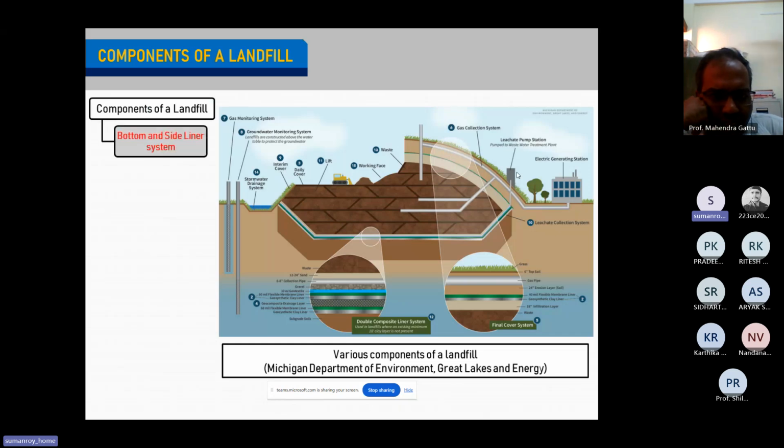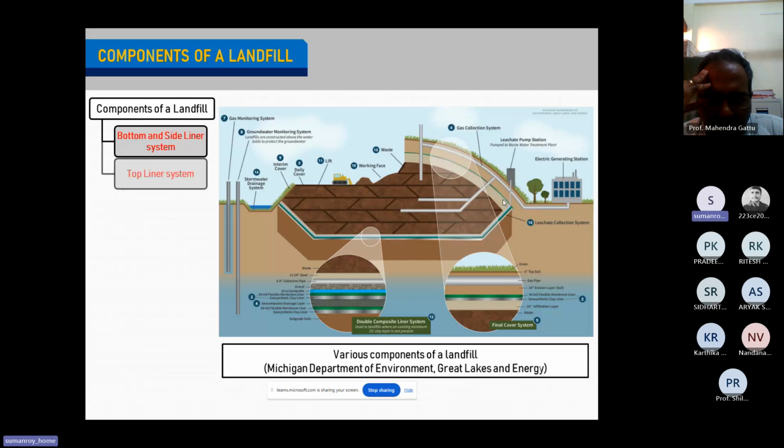So the first component is the bottom and side liner system. As I said earlier, this green colored barrier that you are seeing is the bottom and side lining system, and this prevents the leachate from coming in contact with the groundwater. So it protects the groundwater, and it also protects the nearby soils.